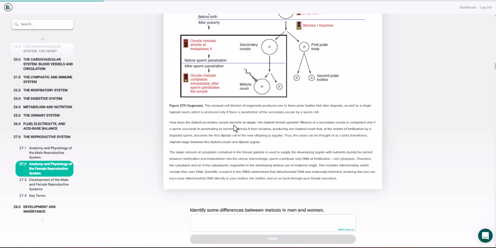So in the end, we become the ovum. The ovum is just the word for the mature egg. Okay, it is the final mature female gamete. And again, it only finishes the process of meiosis if and when the egg is actually fertilized by a sperm and then begins to form the zygote.